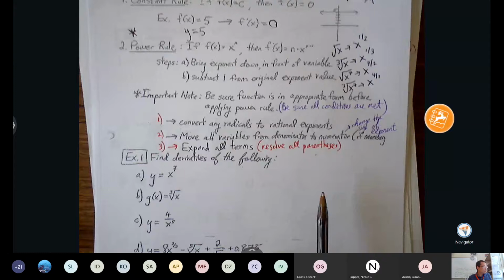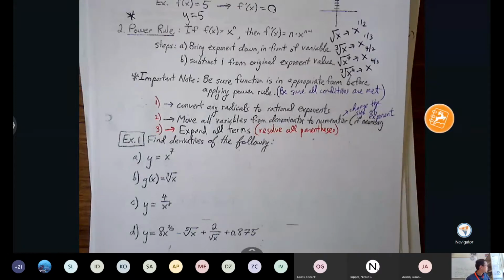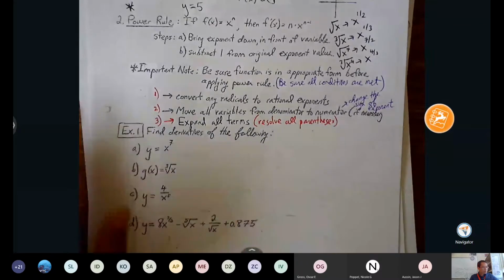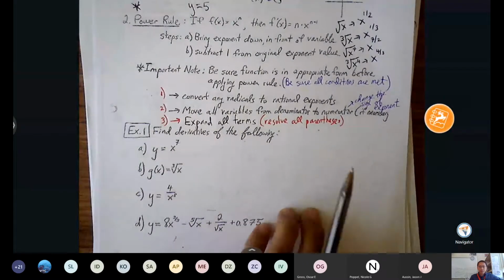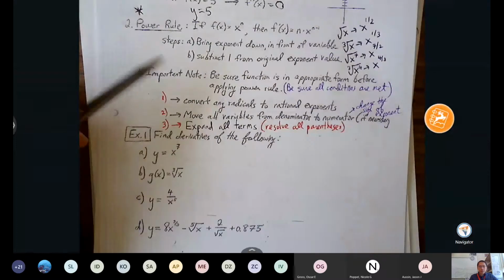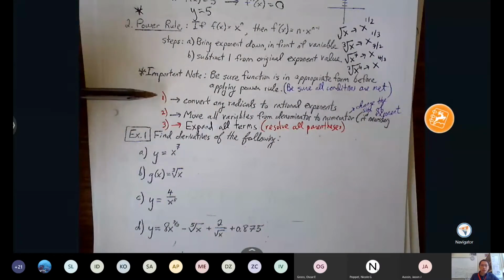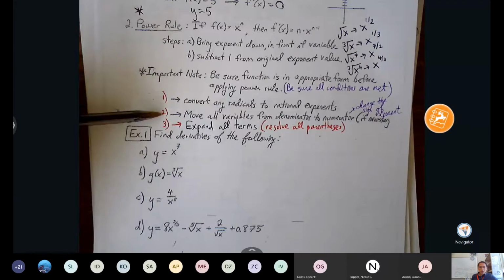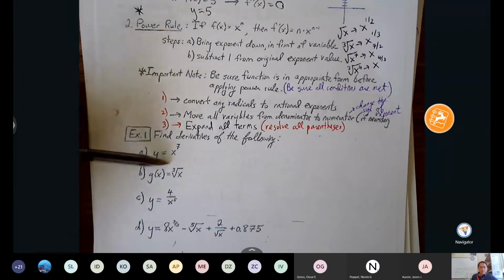Okay, so let's start with the easier example, and then we'll move towards more involved steps. Let's start off with y equals x to the 7th. Let's see if it passes all of our conditions here. So radicals to rationals. Okay, there's no radicals to worry about. Looks like we're good there. Variable from denominator to numerator. There's no denominator variable, so we're good there as well. Expand all terms, no parentheses, so all three conditions are good. We're clear to apply power rule.